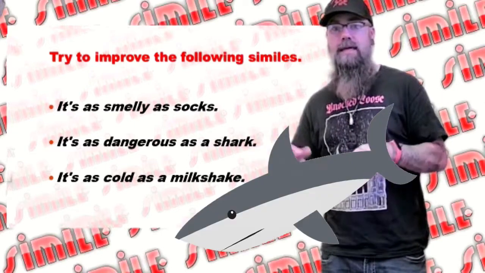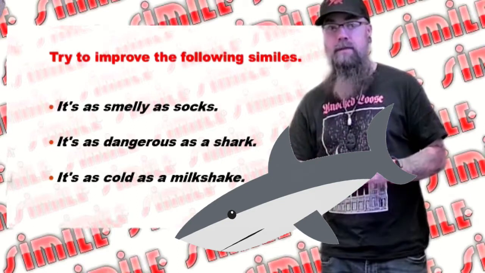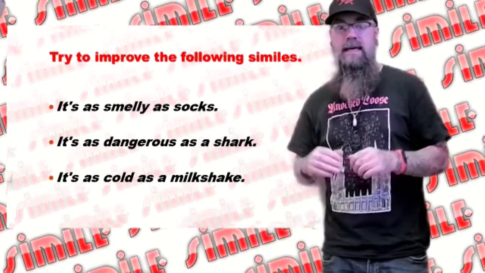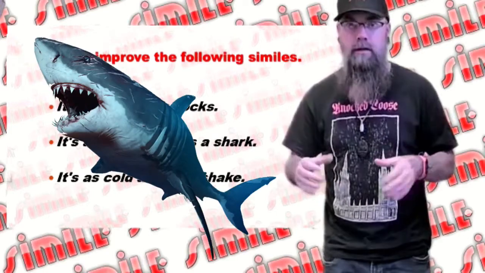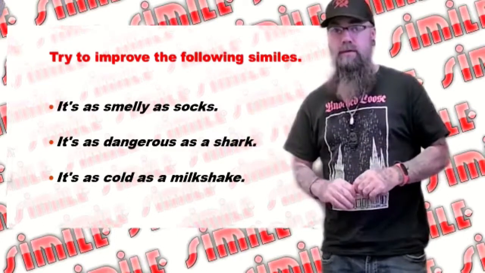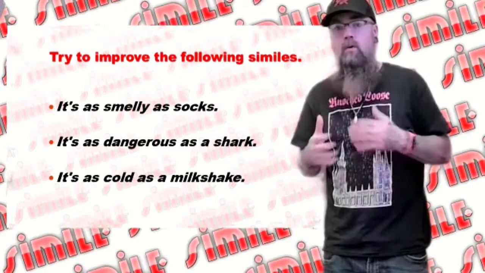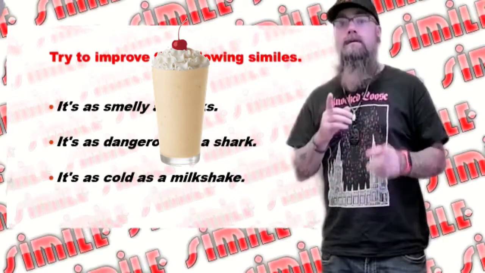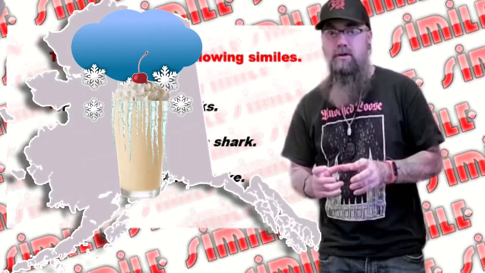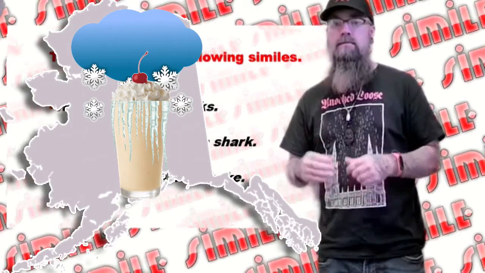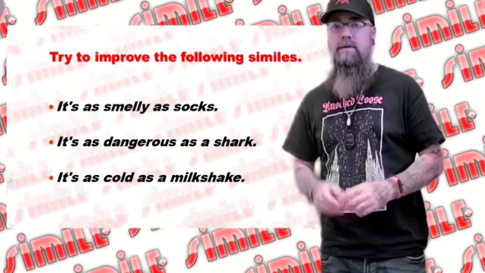It's as dangerous as a shark. Okay, let's see if we can improve it and make it a better simile. It's as dangerous as a hungry, great white, giant shark. That's a little bit more descriptive and a better simile. And the last one, it's as cold as a milkshake. Let's make it better. It's as cold as a frozen milkshake in Alaska. That's pretty cold. That makes me cold just thinking about it. We just made that simile better.